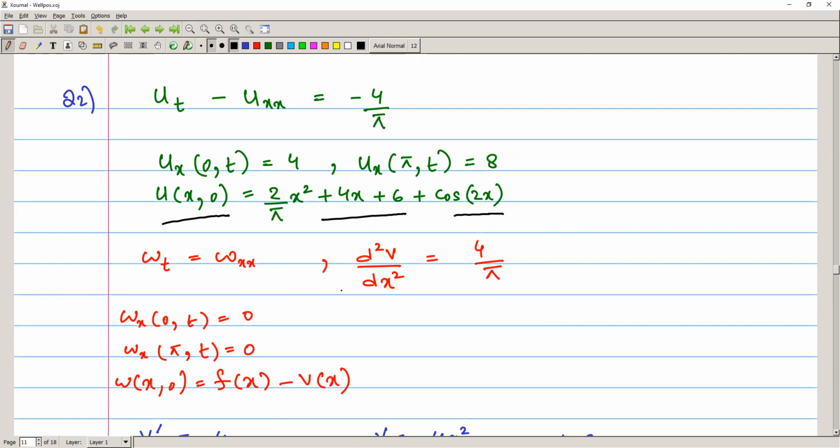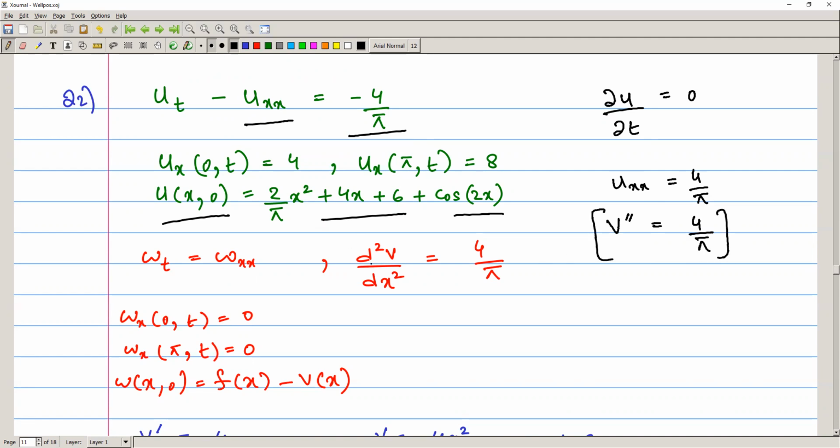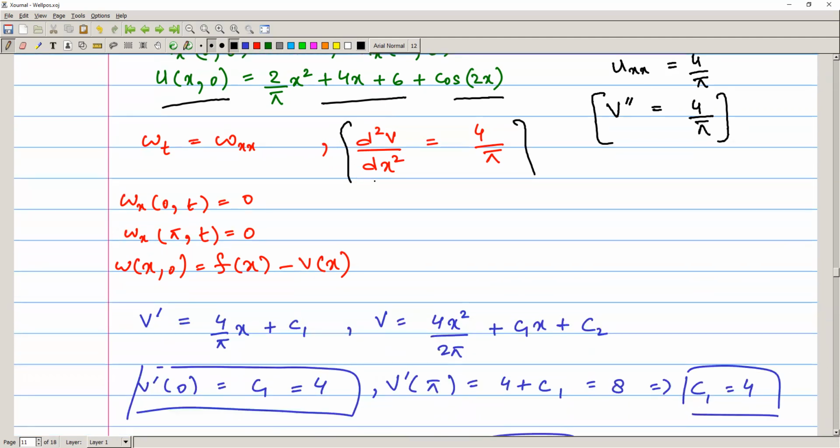So again, we will break the problem. Again, we know that the steady state temperature is where the temperature does not change with respect to time. So we will only be left with this part, u_xx is equal to -4 over pi. So we can say that v double prime is equal to 4 over pi, because it is a function of x on both sides, and this is independent of t, right? So we can solve this by integrating twice.